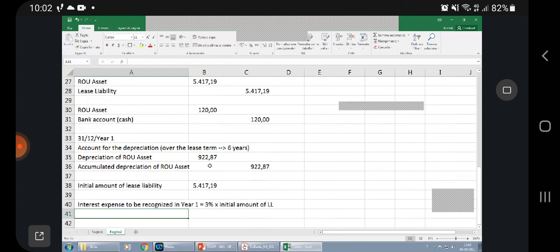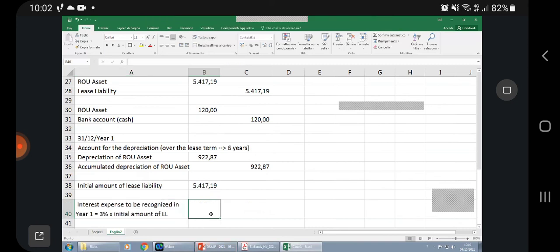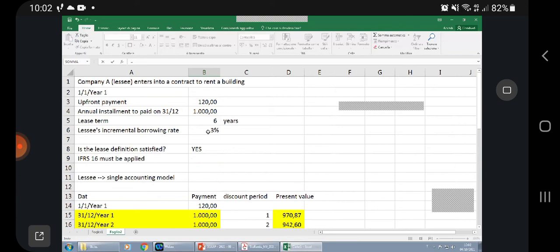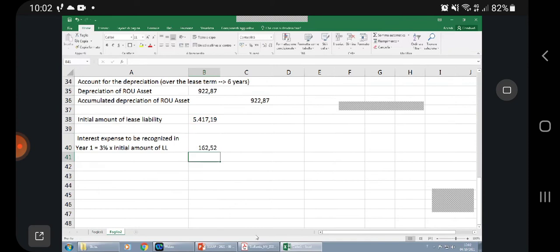Because if our debt is for 5,417 at the beginning of the period, we need to pay an interest rate that is 3% on this amount, and 3% on the initial amount of the lease liability is equal to 162. 162 is the interest rate for year 1, determined using the interest rate 3% applied to the initial amount of the lease liability.